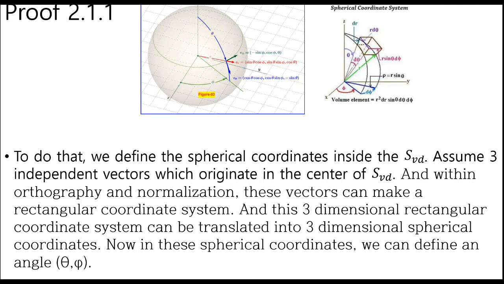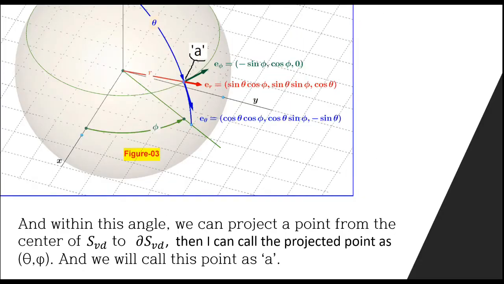Assume 3 independent vectors which originate in the center of S3D, and with orthogonalization and normalization, these vectors can make a rectangular coordinate system, and this 3-dimensional rectangular coordinate system can be translated into 3-dimensional spherical coordinates. Now in this spherical coordinate, we can define angles theta, phi. Within these angles, we can project a point from the center of S3D to DS3D. Then I call the projected point theta, phi, and we will call this point A.